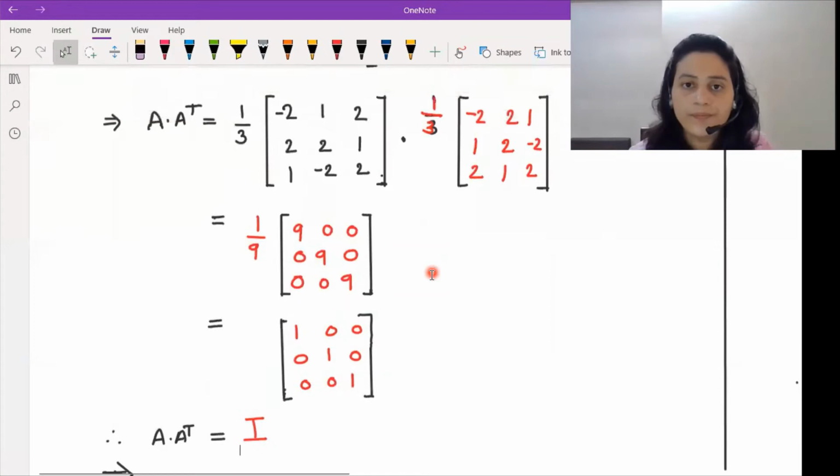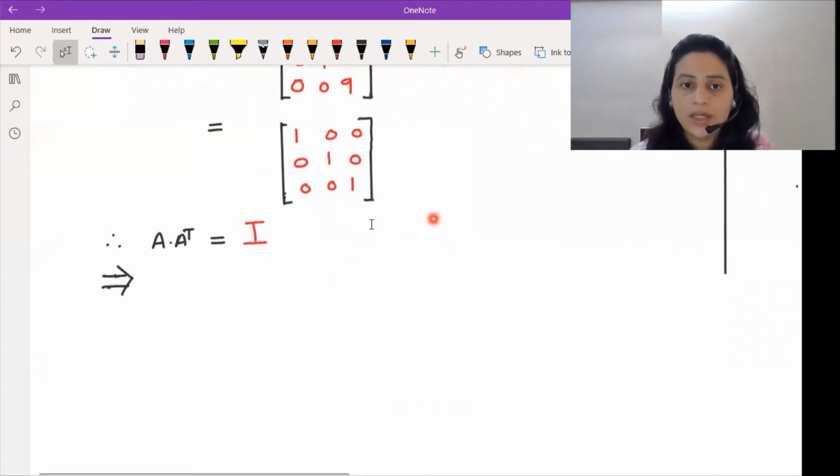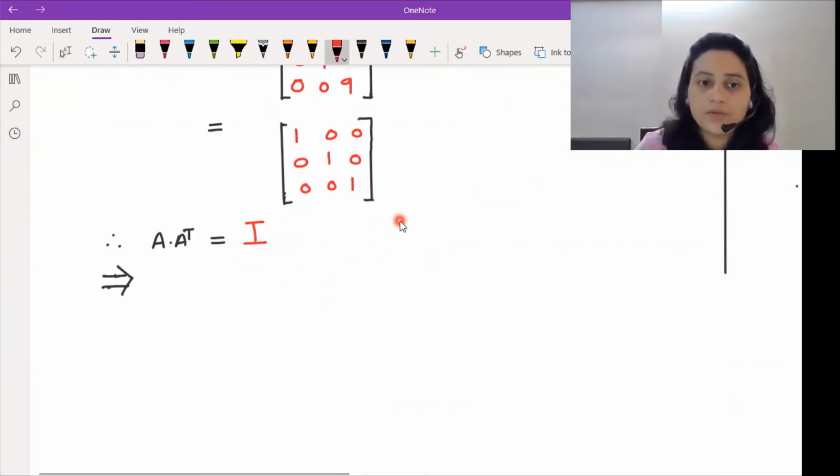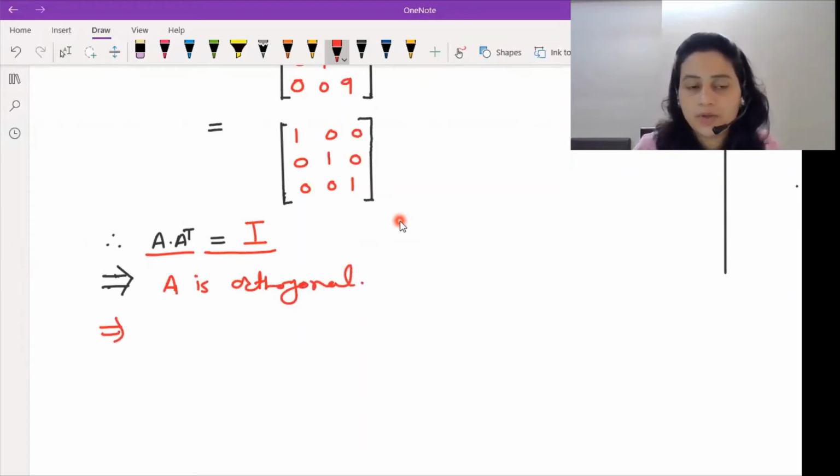Okay, so you can see here the product of the given matrix A and its transpose gives us the identity matrix. So by using the definition of the orthogonal matrix, if this product is nothing but the identity matrix, then our given matrix A is orthogonal. Now we have to find the inverse of the matrix.